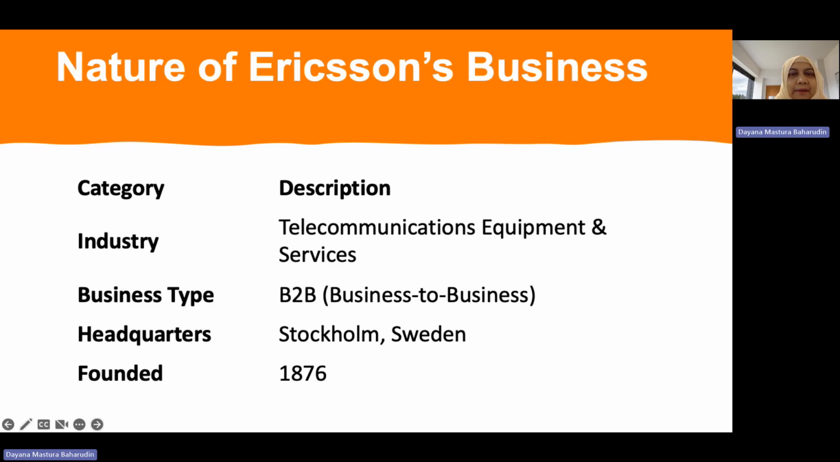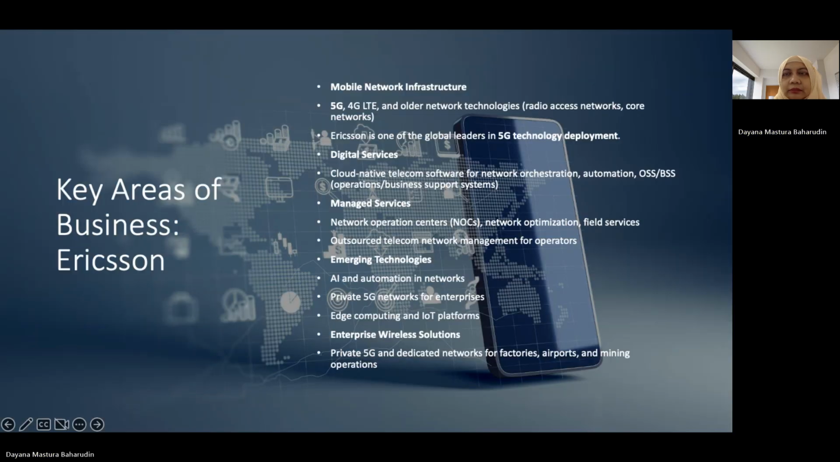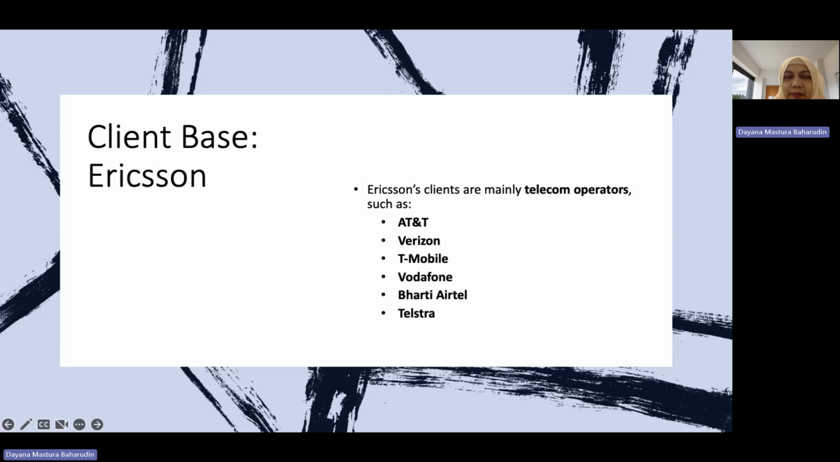Okay, so what is Ericsson involved in? Ericsson started in 1876. It's a B2B business, headquartered in Stockholm, Sweden. These are the key areas of business for Ericsson. It's looking at 5G, 4G, LTE, and Ericsson is one of the global leaders in 5G technology deployment. They have digital services, managed services, emerging technologies, and enterprise wireless solutions. The client base of Ericsson includes AT&T, Verizon, T-Mobile, Vodafone, Bharti Airtel, and Telstra.